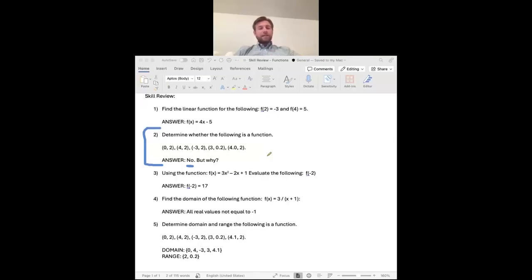Anybody? How do we determine whether something is a function or not? If you're looking at a graph, the way that you tell that it's a function is you do the vertical line test. Yes. But if you're not looking at the graph, you're looking at a set of ordered pairs like this, how, by looking at a set of ordered pairs, do you determine whether it's a function or not?